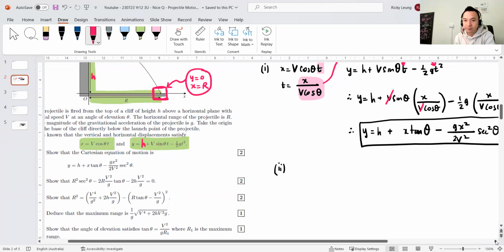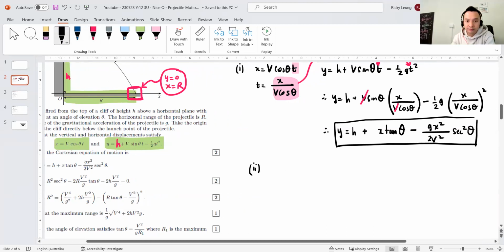So let's do so. Sub x equals r and y equals 0 into the Cartesian. So that's 0 equals h plus r tan theta. Let me just have a quick look. Why is it so nasty? Oh, it's because they just multiplied it all by, I still have g under them. So they basically multiplied it all by 2 v squared and divided by g. Okay, cool.